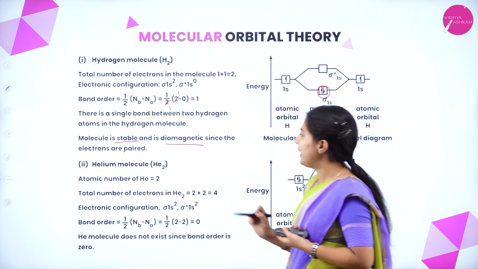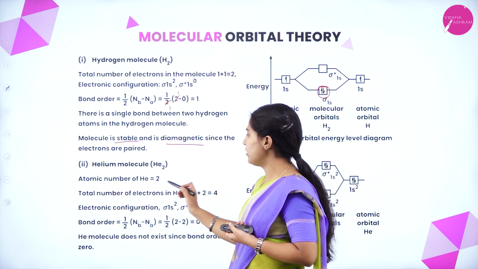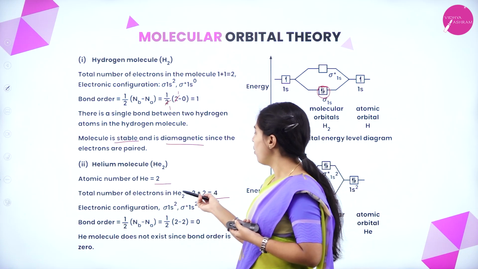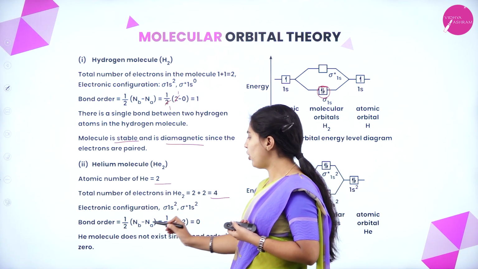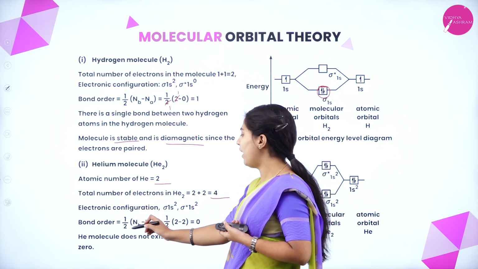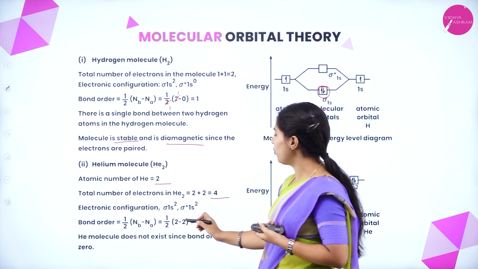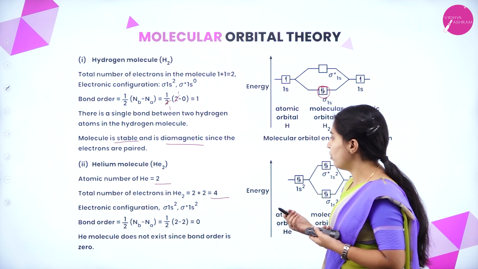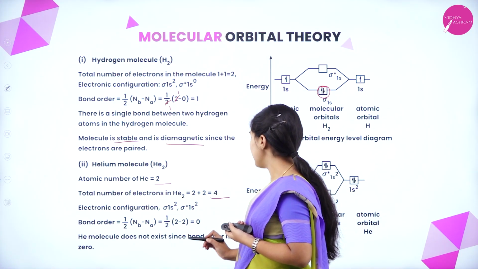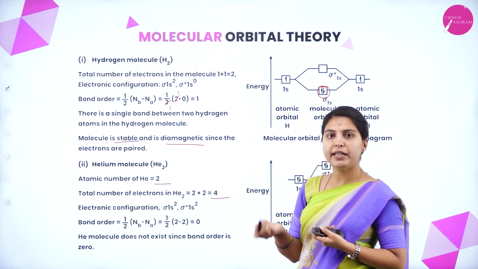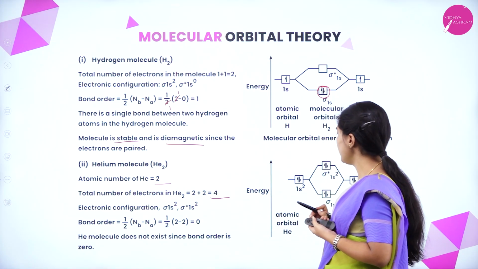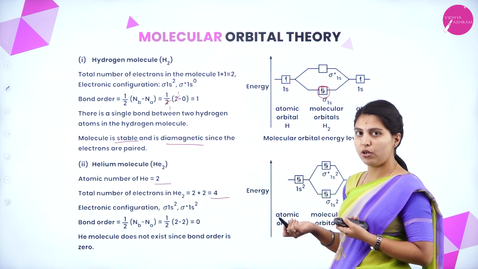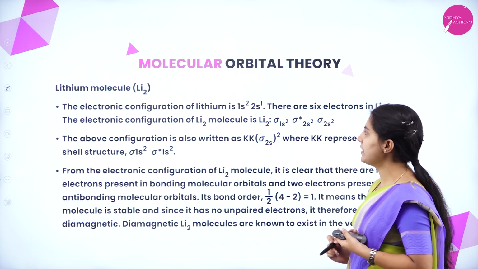Now the helium molecule, atomic number is 2. The total number of electrons is 4. If you write the electronic configuration, sigma 1s2 sigma star 1s2. Then the bond order is 1/2 into (NB minus NA) equal to 1/2 into (2 minus 2), which is 0. The bond order is 0, meaning no bonds are present. So the helium molecule does not exist since the bond order is 0. The He2 molecule will not form because the bond order is 0. We can write the configuration, but since the bond order is 0, the molecule does not exist.